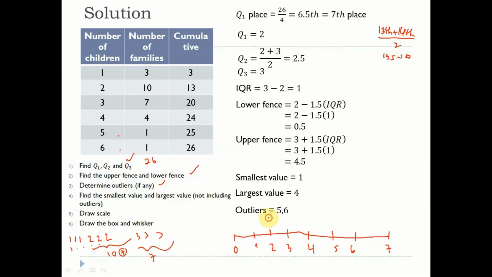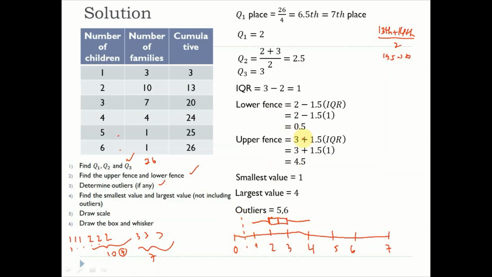My Q1 is 2. Allah, buruk eh. Q2 2.5. My Q3 is 3. This is my box. And then I look at my whisker. My whisker smallest value is 1. So daripada 1. Largest value in the fence is 4. So daripada 4 tarik.